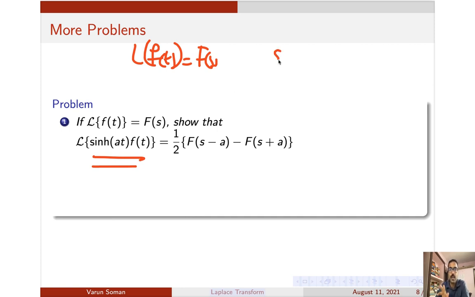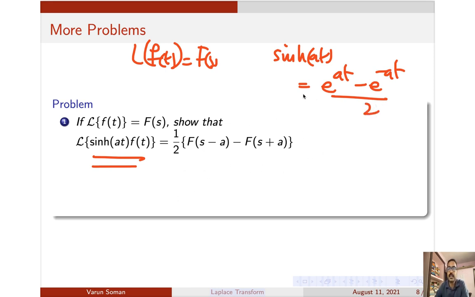What is sinh at? Sinh at is simply e raised to at minus e raised to minus at, divided by 2. If you know that, can you do this problem? So what is sinh at into f of t? It will simply be this quantity, right? Suppose I need to find L of this one. What is it? It will be L of, 1 by 2 is a constant, I can take it outside.